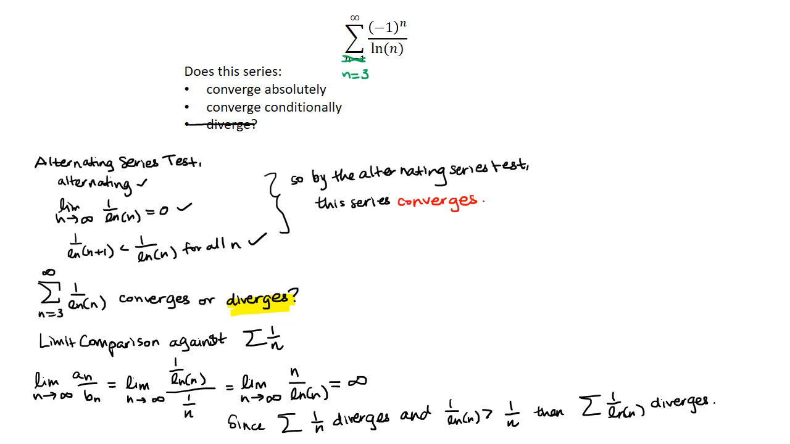Okay, so we've obtained our results. By the limit comparison test, this series diverges, and so we can conclude that our series converges conditionally. It converges, but the series whose terms are the absolute value of our series does not converge.